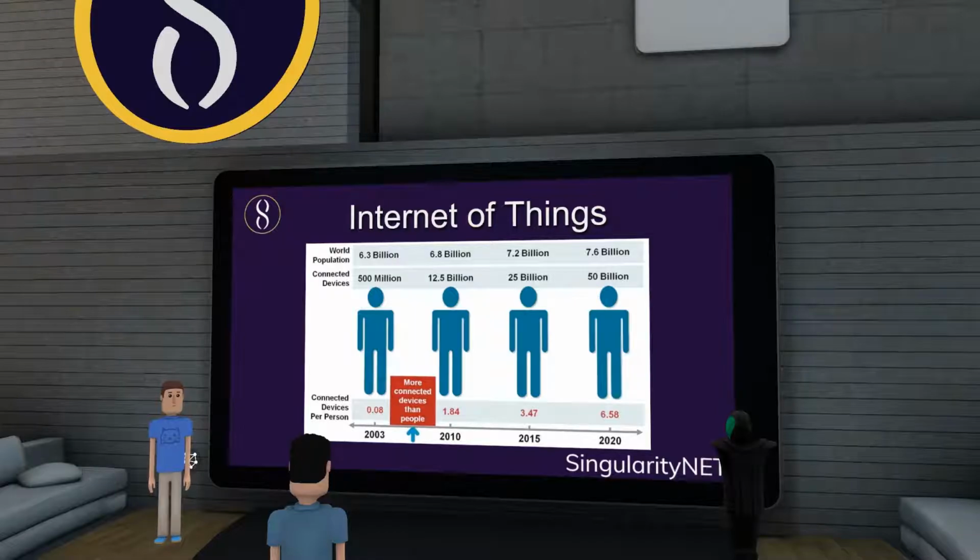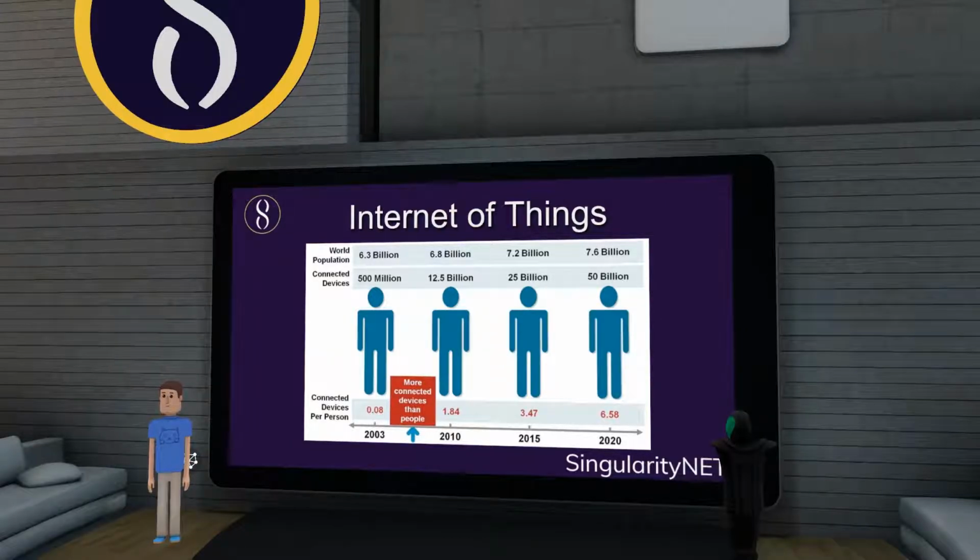So that translates to 0.8 devices per person. Now, bearing in mind that in the third world there were, and there still are, unfortunately, many people without a connection to the internet, these figures are averages, and you don't think of them as being per person.